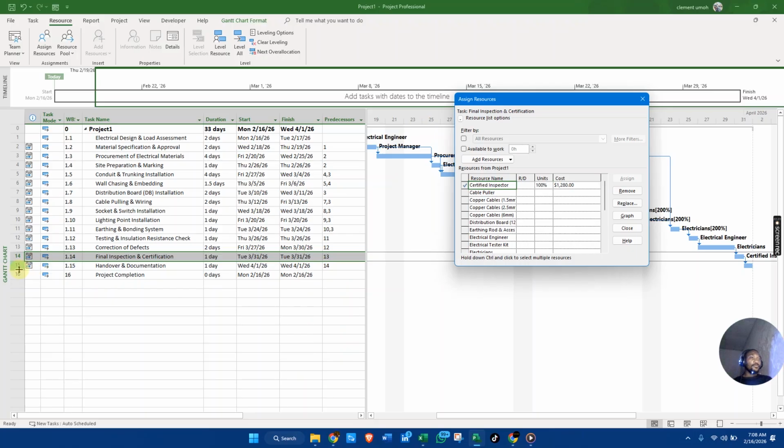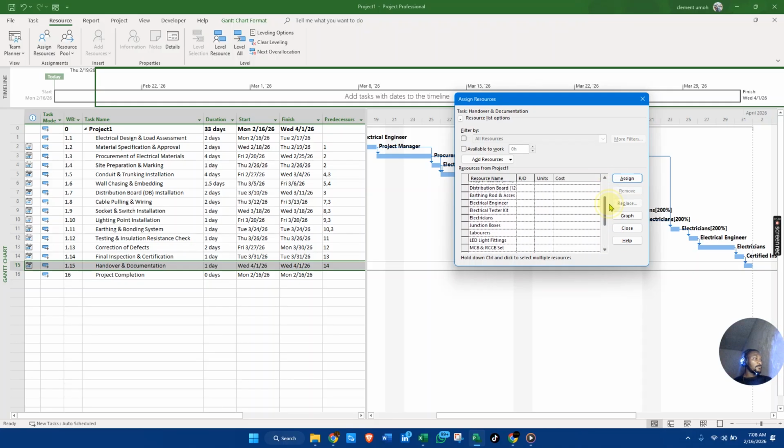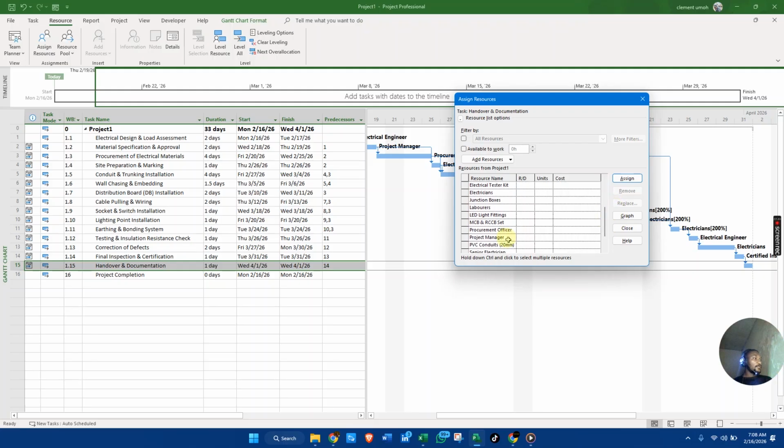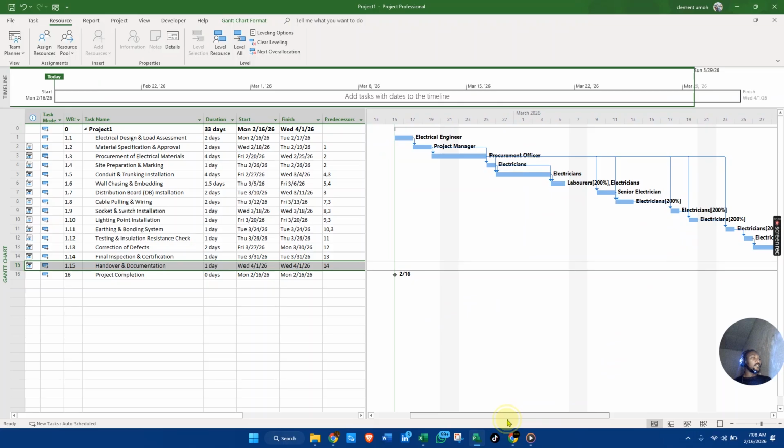All right. So also look at our handover. We're going to undo this handover, the project manager's particular handover and documentation activity. Project manager. Where is our handover? Got you. So we assign this guy here. Voila, we have successfully assigned all our different individual stakeholders to this project.